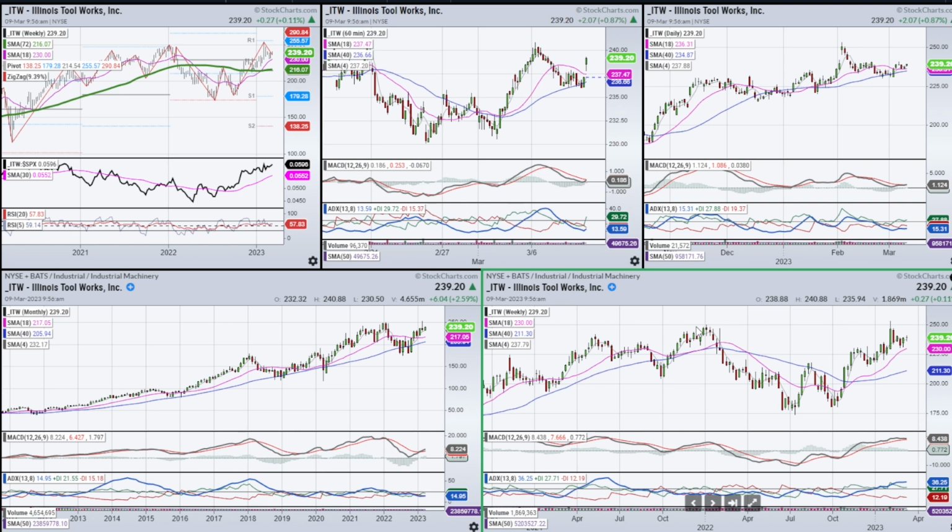Okay, look at ITW, another orderly pullback. Now, this one didn't actually break above these prior highs up here, but there's really good momentum condition in place. So I'm willing to take a hard look at this pullback, and we've got this zero line reversal developing. Overall, this is a pretty attractive pattern.